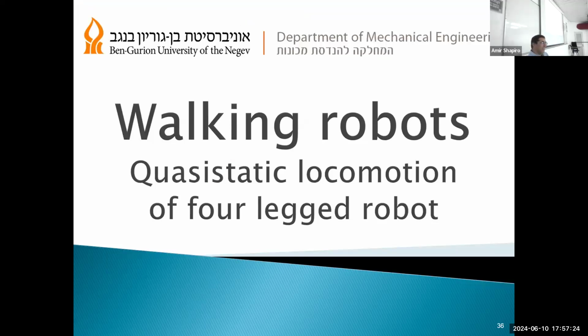So here are two works that we did about quasi-static locomotion. So walking while the robot maintains stability all the time, of legged robots. One is for four-legged robots, the second is for two-legged robots. And I'll show you how it works. I think we'll do this after the recess.